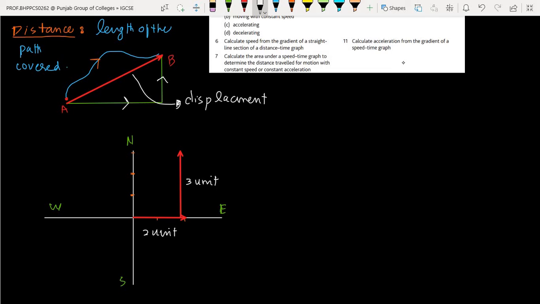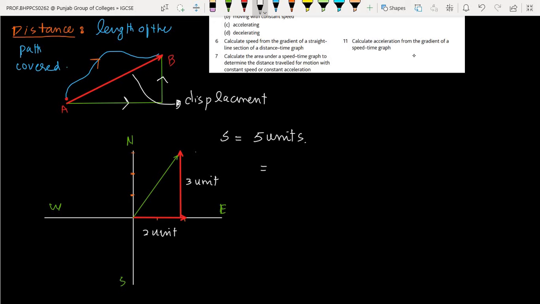So what is the total distance covered? We express the distance by s, and that is 2 plus 3, which is equal to 5 units. Okay, but what is the displacement? Displacement, as I have told you, is the straight distance from the initial point to the final point. So it must be represented by this vector, and it is clearly a right angle triangle, and we can calculate this displacement by the Pythagoras theorem.